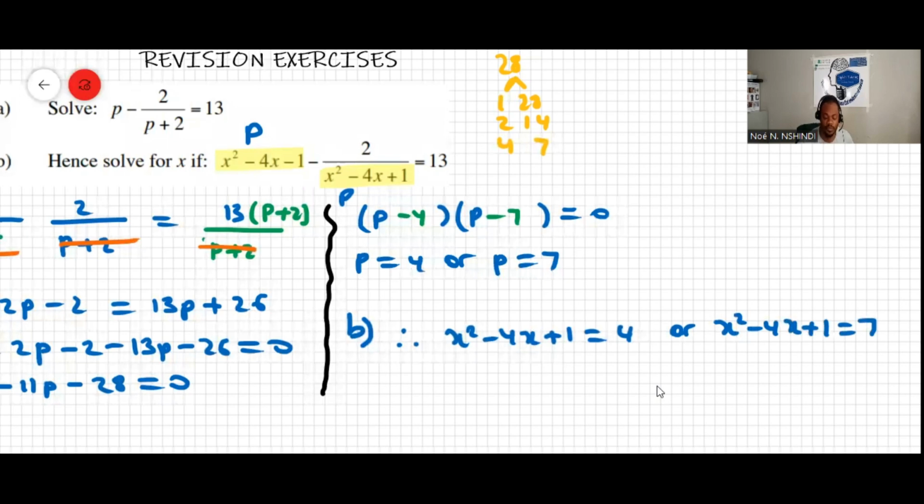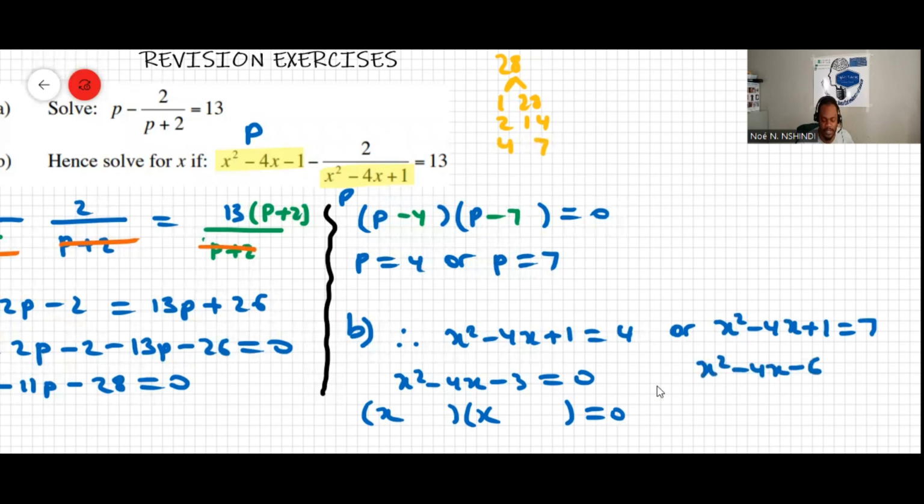So if it is equal to 4, I'll move the 4 over, that makes negative 3 equals 0, and then we can solve this by factorization. That will be x squared minus 4x minus 6 equals 0. You can solve this by factorization. That will make what?